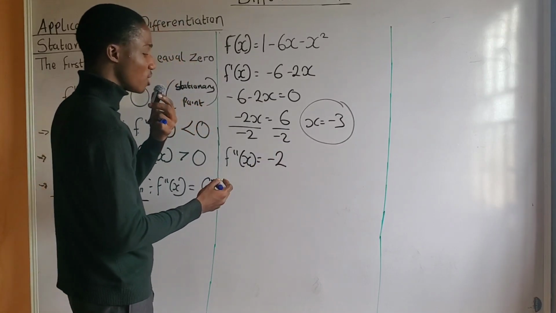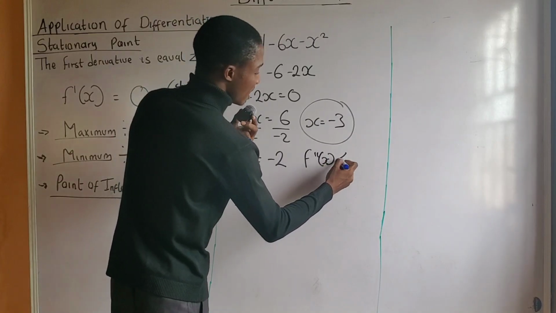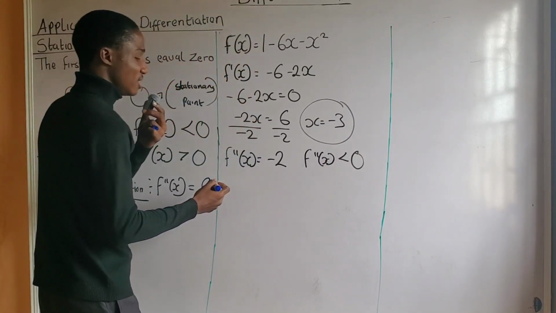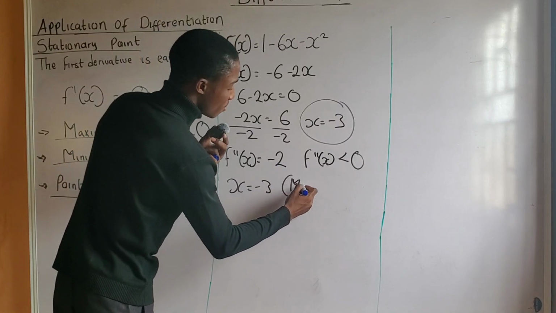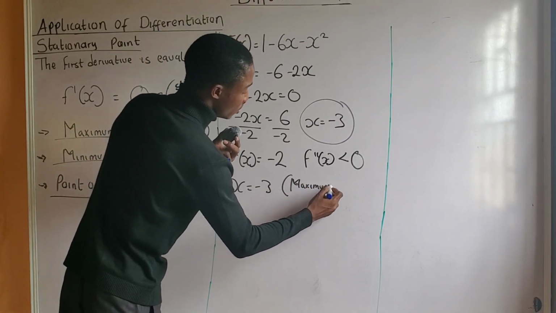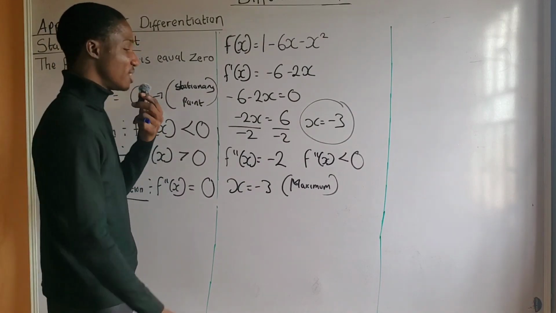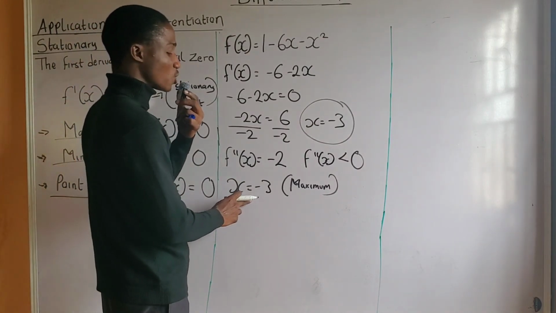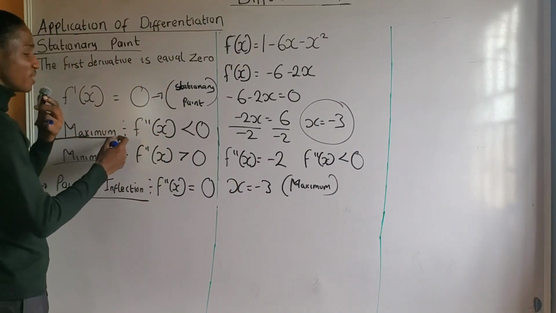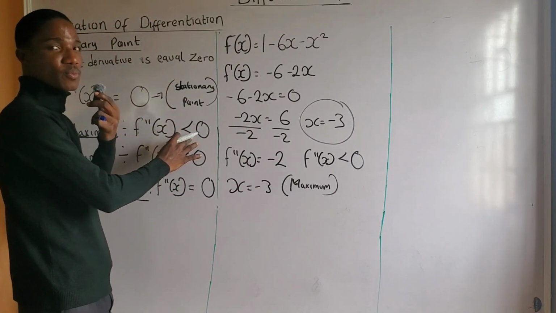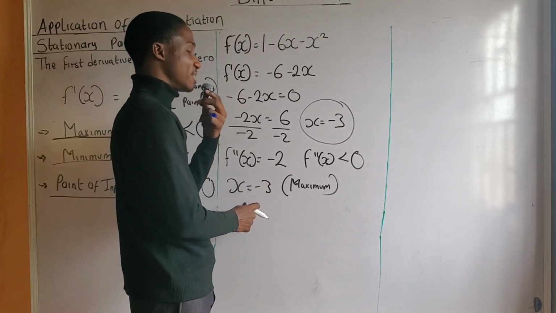Okay. Now, because the second derivative of f of x is less than 0, that means that the stationary point x equals minus 3 is a maximum. Do you understand? The stationary point is a maximum point. Don't forget, if the second derivative is less than 0, and because negative 2 is less than 0, that means that this point is maximum.